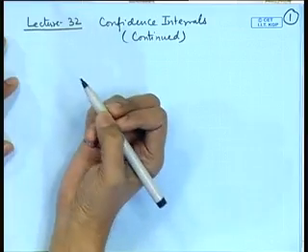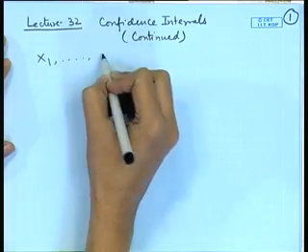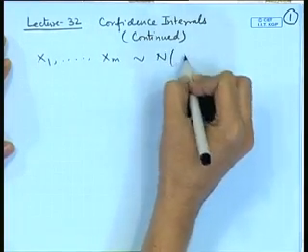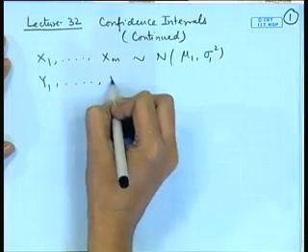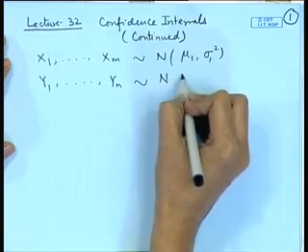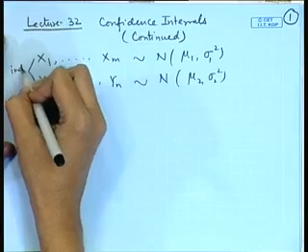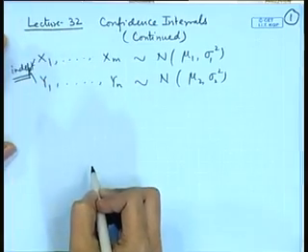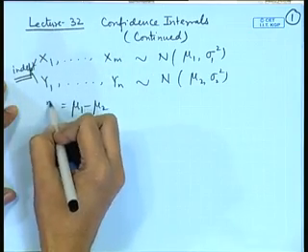So, we continue our discussion on the confidence interval estimation. Let me repeat the setup here. We are interested in the comparison of the means of two normal populations. So, we have a sample x1, x2, ..., xm from normal(mu1, sigma1 square), and y1, y2, ..., yn is another independent random sample from normal(mu2, sigma2 square) population. These two samples are taken to be independent. So, we are interested in the confidence interval for mu1 minus mu2, let us call it eta.